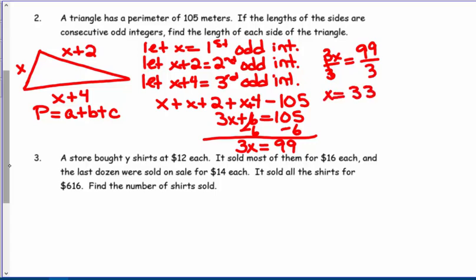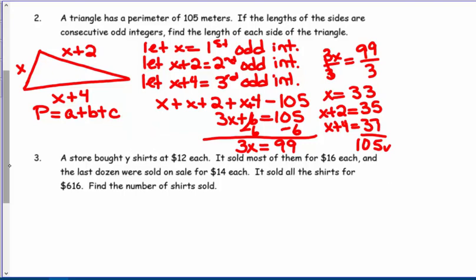Not done, not done, not done. Make sure you answer your other let statements. 33 plus 2 is 35, and 33 plus 4 is 37. And if I do a little check here, 33 plus 35 plus 37. They're right in a column, so I'll do it right here. 7, 10, 15, carry the 1, 3, 6, 9, 10, oh, 105. Yep, there's my check. Didn't need to write it over here.